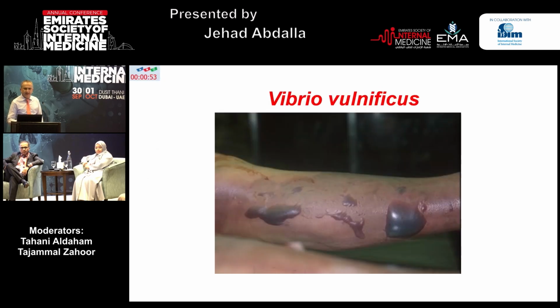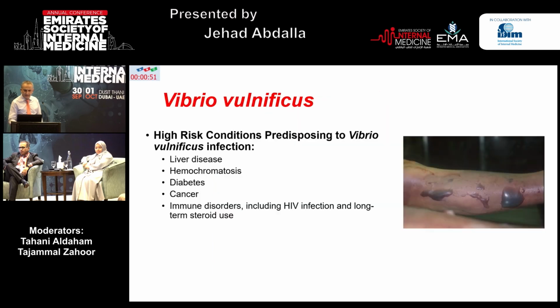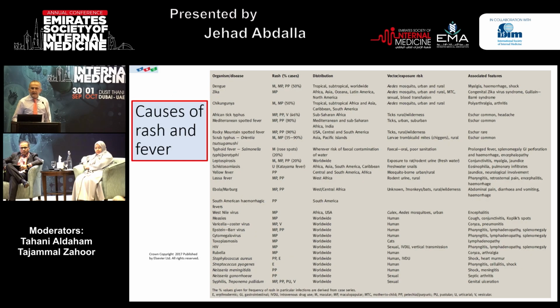And this is Vibrio vulnificus. And again, who's at high risk of having this? Liver disease, whether it's hepatitis, alcohol, elevated iron, diabetes, cancer, immunocompromised. Again, this is my last slide.